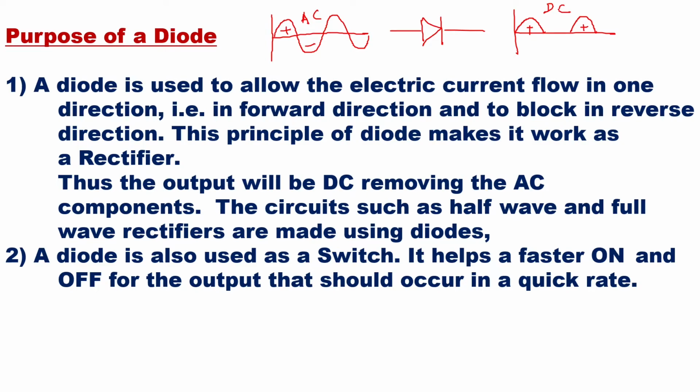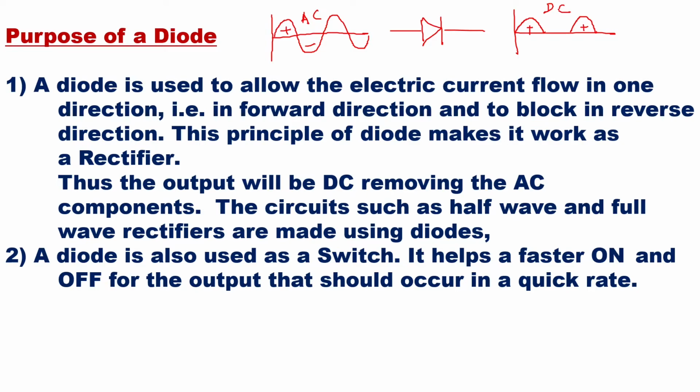Thus, the output will be DC, that is direct current, removing the AC components. Alternating components are removed. The circuits such as half wave rectifier and full wave rectifiers are made using these diodes. These are some important applications.